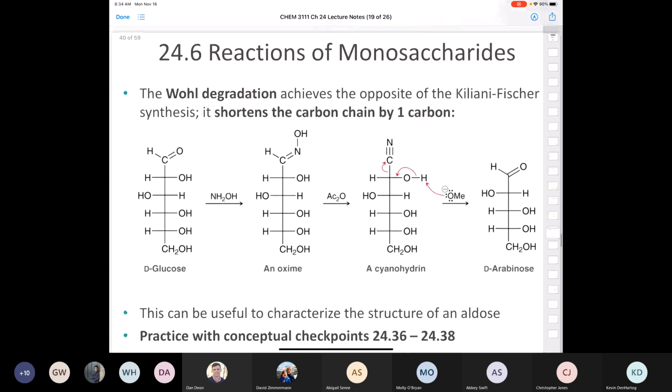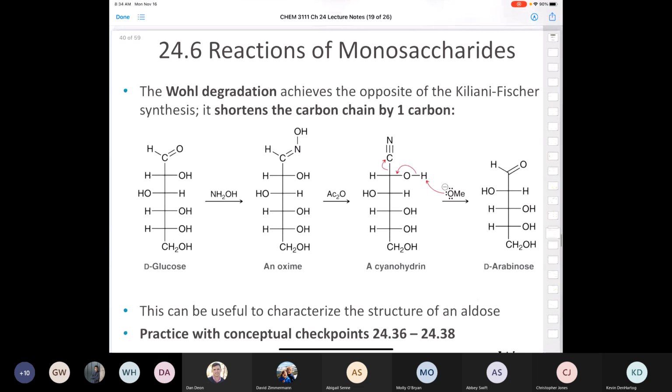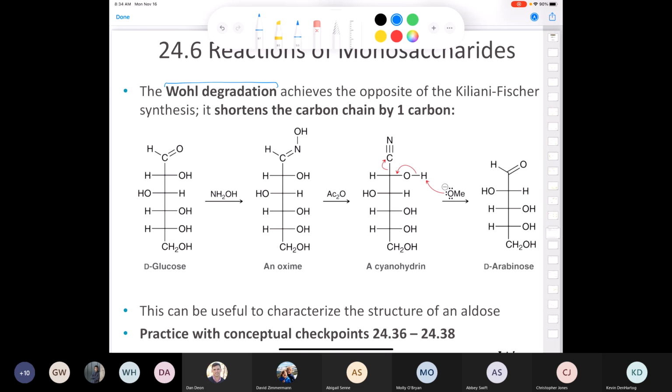Anyhow, next is the Wohl degradation. It achieves the exact opposite of the Kiliani-Fischer. In the Kiliani-Fischer synthesis, we were lengthening the carbon chain by one carbon, but here we're shortening the carbon chain by one carbon. This is a three-step synthesis. It's a little steppy, right? The first step is to treat it with hydroxylamine.